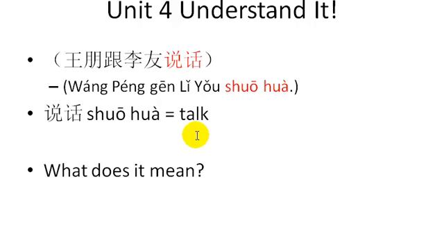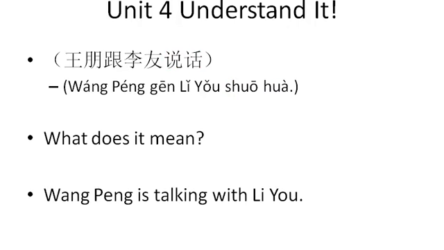So you're familiar with this 跟. So we have Wang Peng 跟 Leo 说话. So what does that mean? Pause and write down a translation. Okay, so if you came up with Wang Peng is talking with Leo, then you came up with a pretty accurate translation. Remember, Chinese word order is often different.